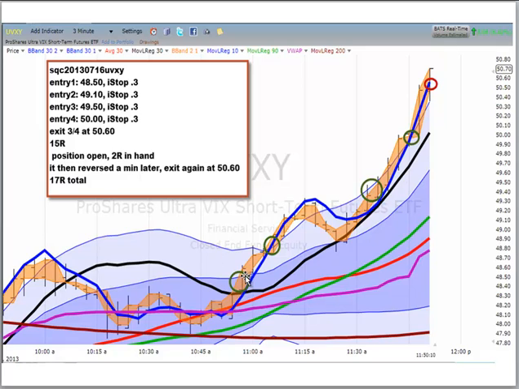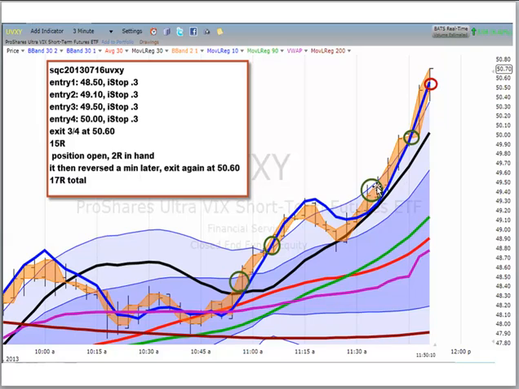We're back on 3-minute charts here again. Here's the 48.50. Here's 49.10. This is the second position, leaving the floodplain. 2R in hand with momentum. Pulls back, finds support at the edge of the river, immediately takes off again.